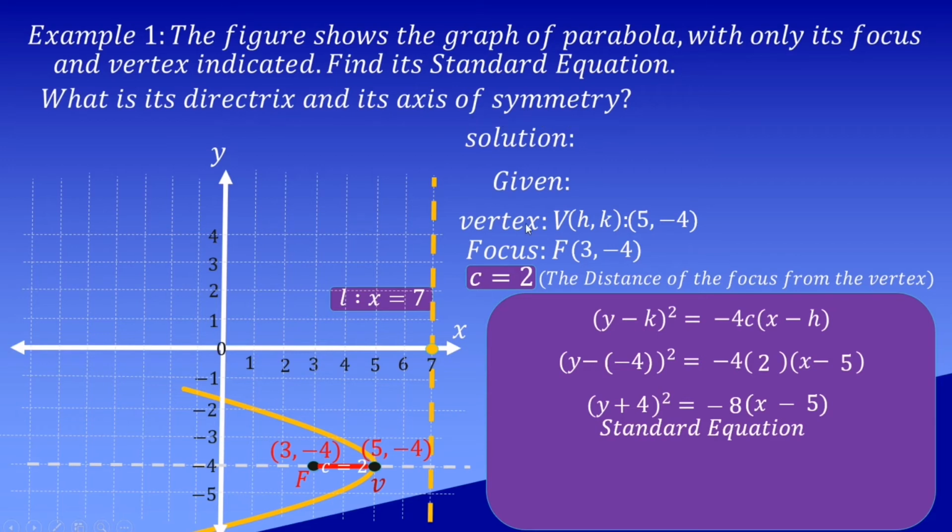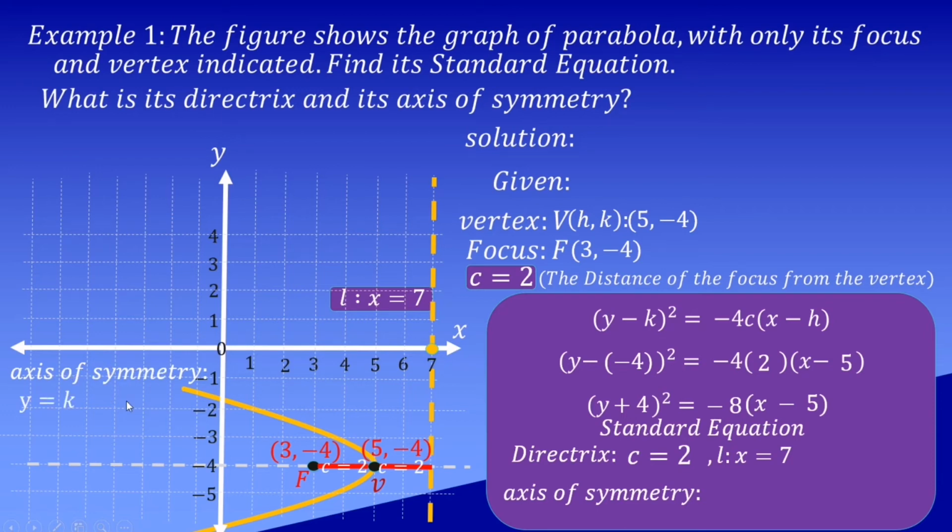So we are asking here for the directrix and axis of symmetry. For the directrix, the measure from the vertex to this point is also 2. That is c units away from the vertex. Our c is the same as with the focus, that is c is equal to 2. From this point, intersecting the x-axis, x is equal to 7. And the axis of symmetry is the point on the y-axis, that is y is equal to k, that is negative 4. This horizontal line intersecting this point divides the parabola into 2 parts. That is our axis of symmetry.